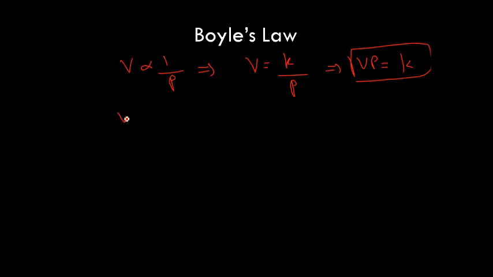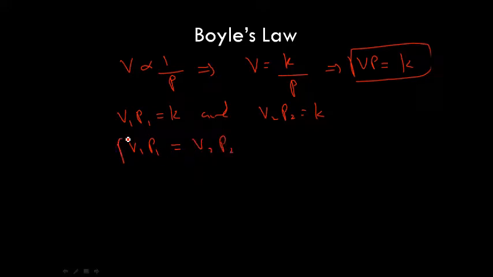So we can also create the relationship for this before and after situation. We can say that P1 V1 equals k. Similarly, P2 V2 equals k. By mathematical equality, we can write it like P1 V1 equals P2 V2, and this relationship we can use for the before and after situation.